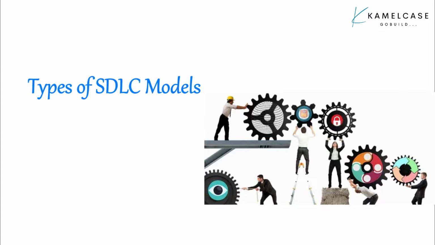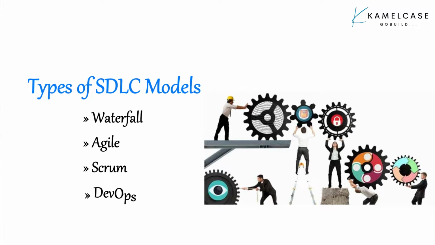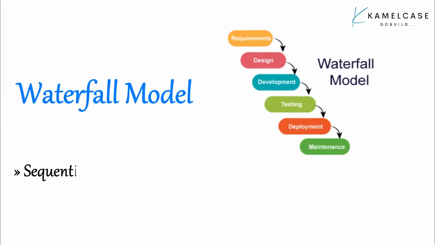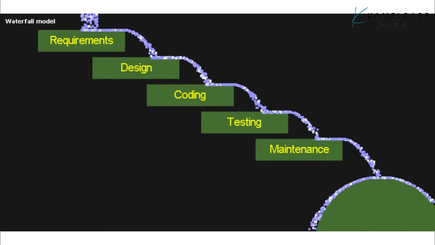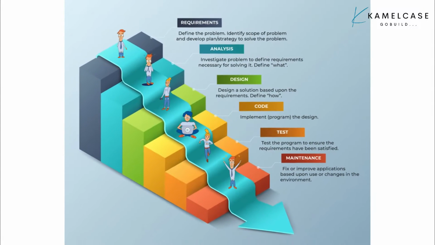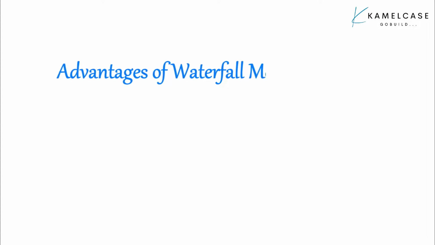Alright, buckle up because we're about to dive into our topic, types of SDLC models. The Waterfall model is a step-by-step SDLC approach where software development follows a fixed sequence of phases: requirements, design, implementation, testing, deployment. Each phase is completed before the next begins, making it inflexible to changes, but suited for projects with clear, stable requirements. So here we go with advantages of Waterfall model.